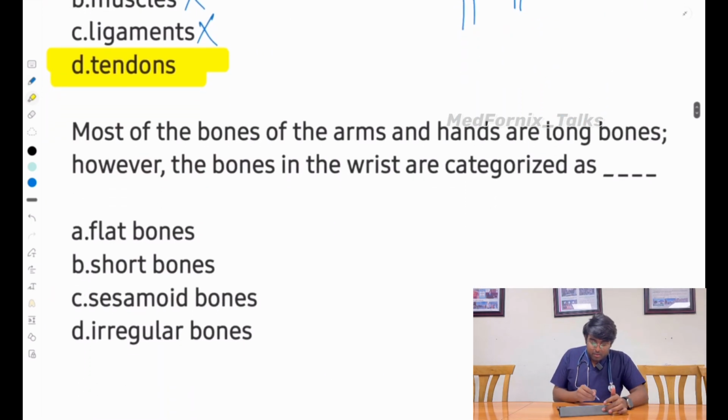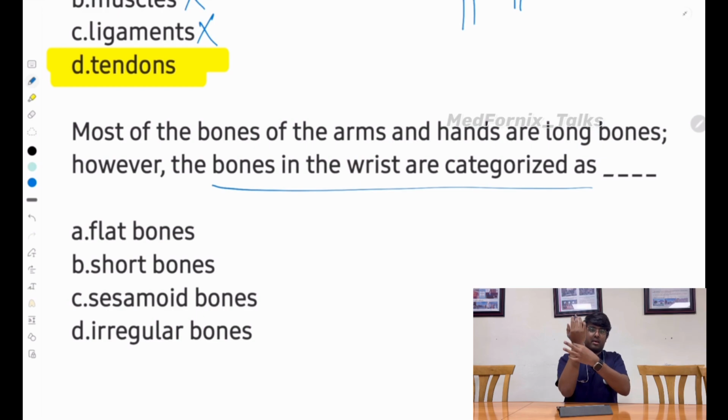Next question. Most of the bones of the arms and hands are long bones. We know that, right? Radius, ulna, humerus. However, the bones in the wrist are characterized as carpals. Flat bones? No. What are the examples for flat bones? Scapula. Then short bones. Is it short bone? Let's wait.